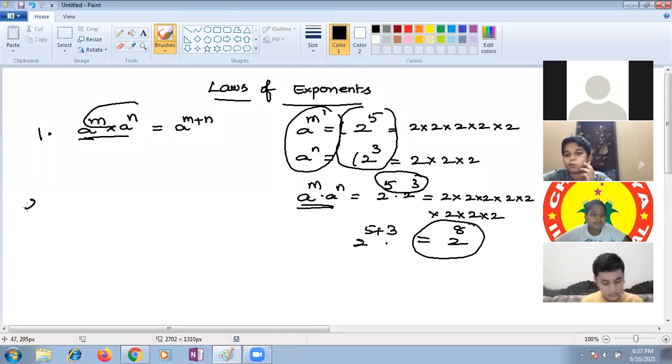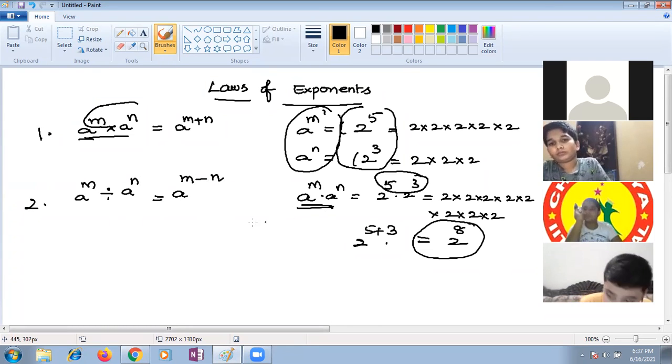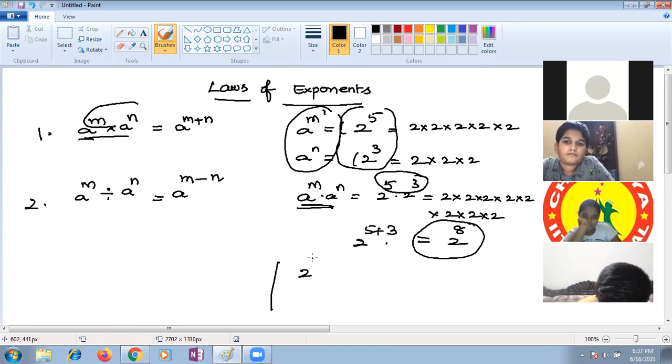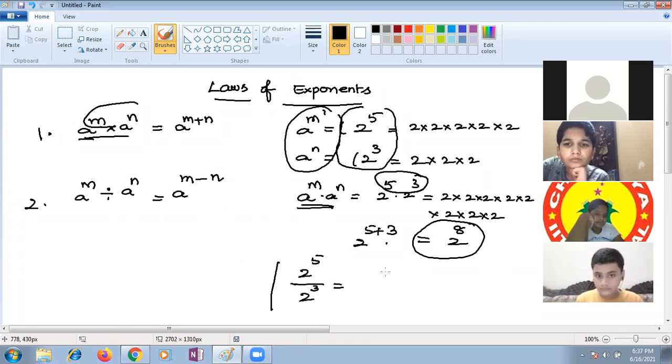The same way I want to take division. Let me explain first. A power m divided by a power n is nothing but we are subtracting the powers: a power m minus n. Same example we will take here: 2 power 5 divided by 2 cube.